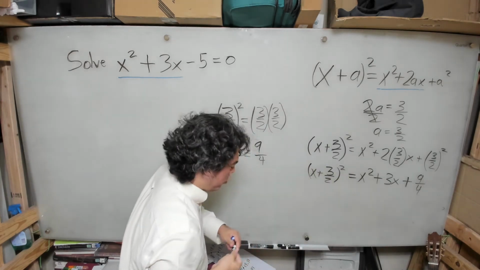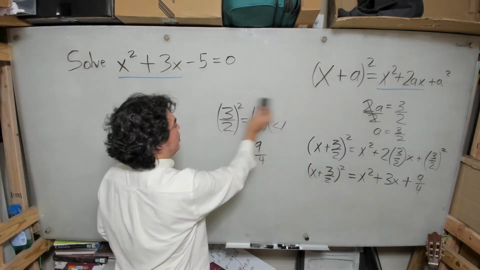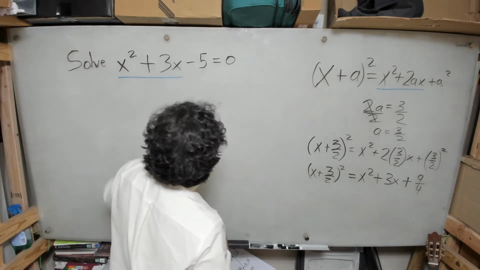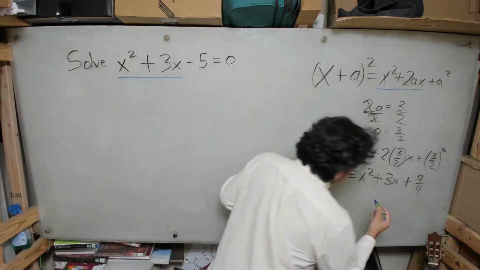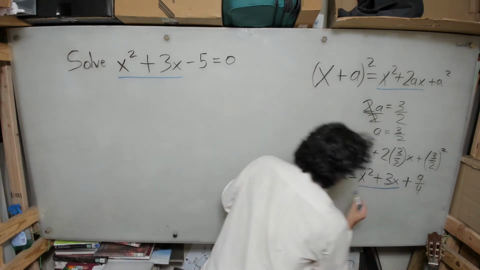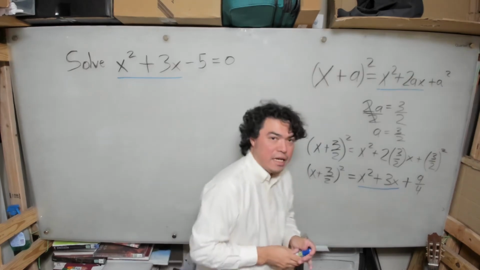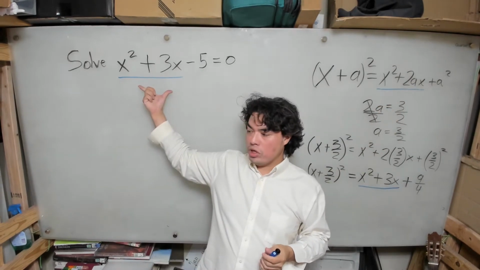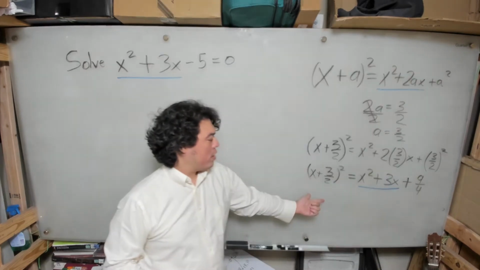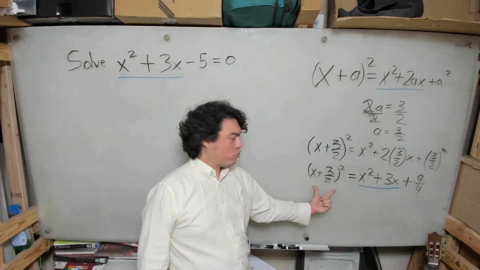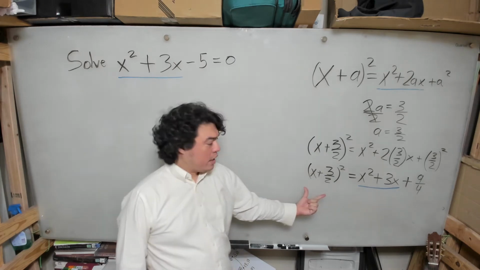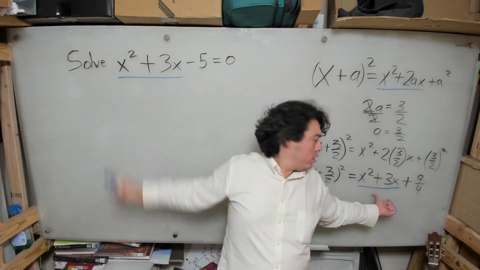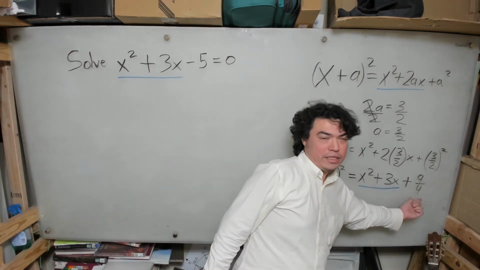So now let me show you what we have just done here. By finding out what a had to be to make these two terms equal to these two terms, I now know that (x plus 3 over 2) squared is equal to x squared plus 3x, which is exactly what we wanted, plus 9/4 in this case.